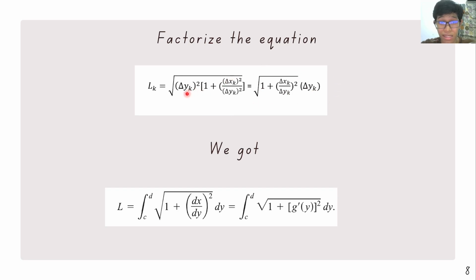As you know, the delta y squared cancels the root, so it becomes delta y k. After that, we get the same result as before: L equals the integral from c to d of the square root of 1 plus (dx over dy) squared. Instead of the first one for the x-axis, which is dy over dx squared, for the y-axis it's different by this part. It is dx over dy squared.